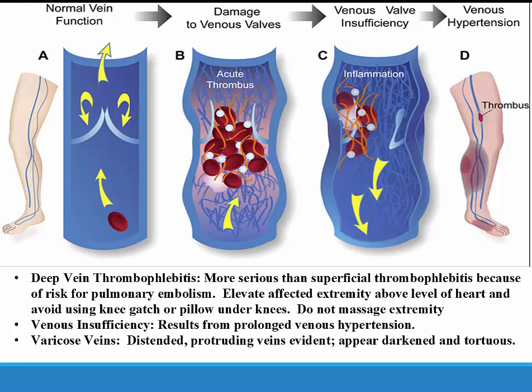Venous insufficiency results from prolonged venous hypertension. Varicose veins are distended, protruding veins that are evident and appear darkened and tortuous.